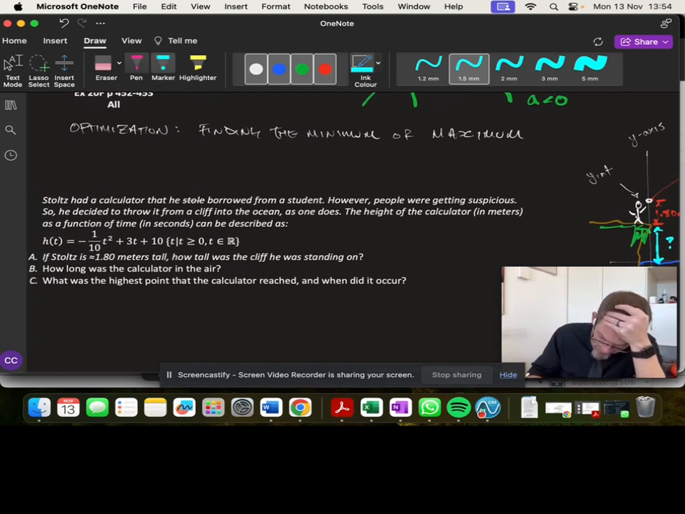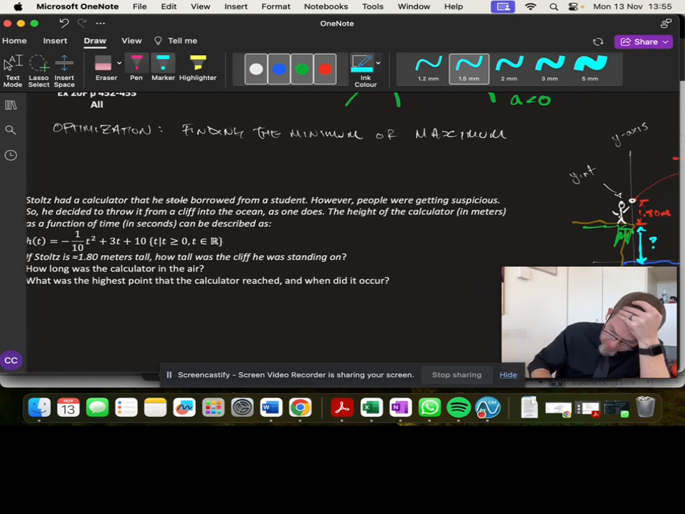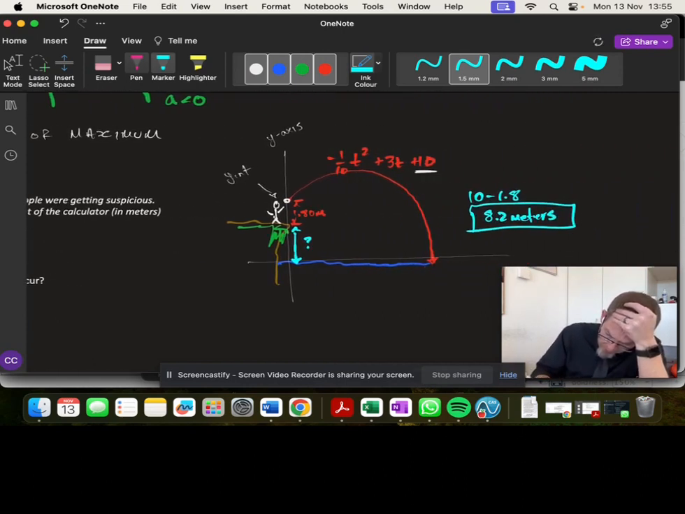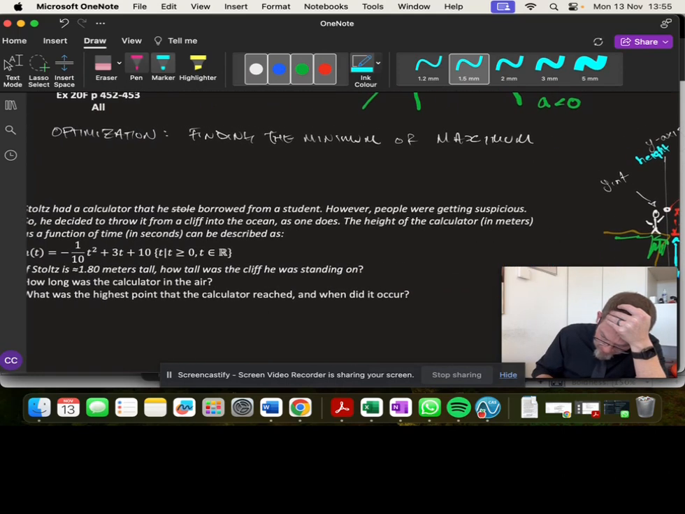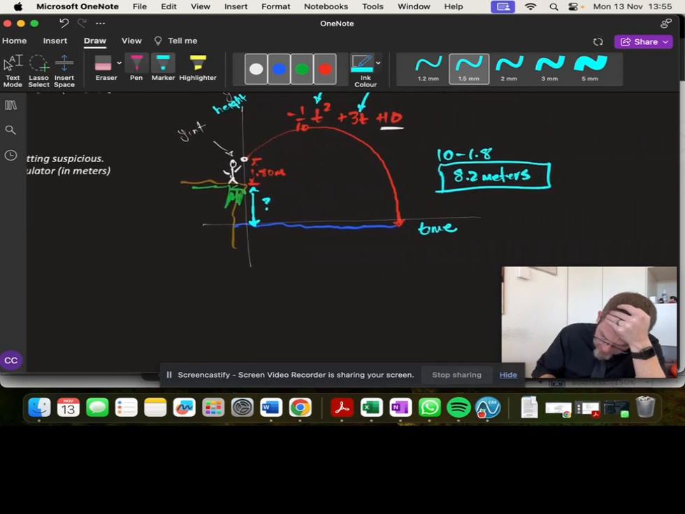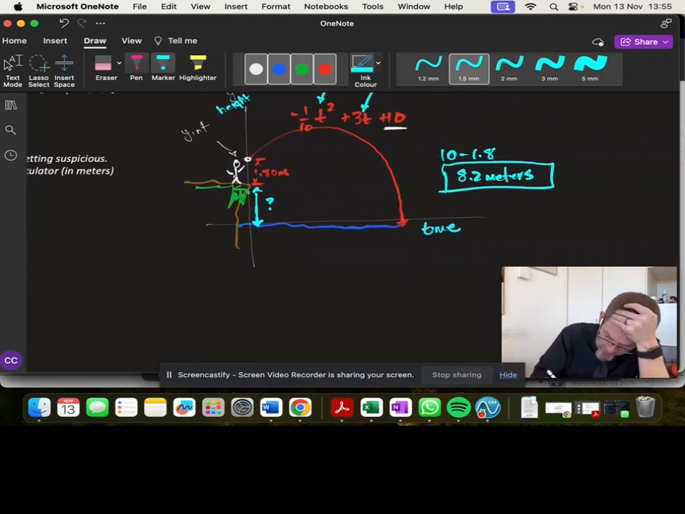Next up, how long was the calculator in the air? Again, our y-axis is our height. Our x-axis is time. This is confirmed because we're using t as our function, and it's also clearly stated, as a function of time in seconds. So the length of time it's in the air starts right here, and it's when it lands in the water. So I need to know what this value is.